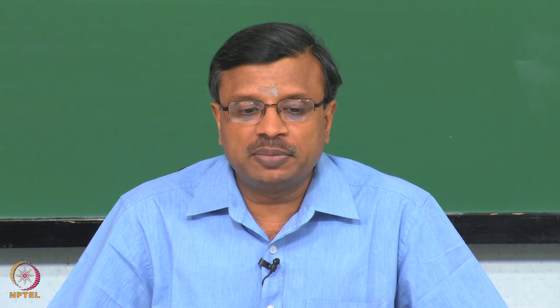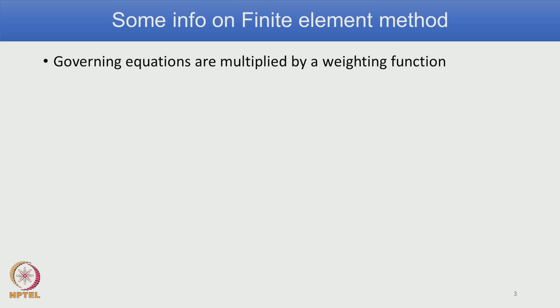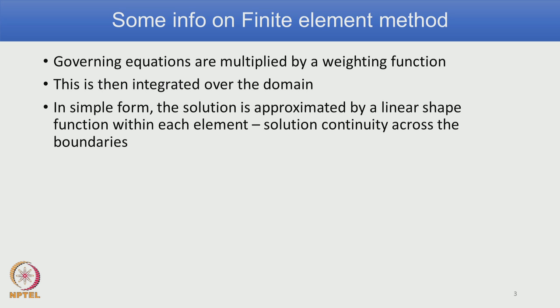So, in the finite element method, governing equations are multiplied by a weighting function, then this is integrated over the entire domain. In simple form, what is the approximation? It is a linear shape within each element. So, we divide the entire domain into a number of small elements. Just like in finite volume, the solution continuity across the boundary of each element is also ensured.